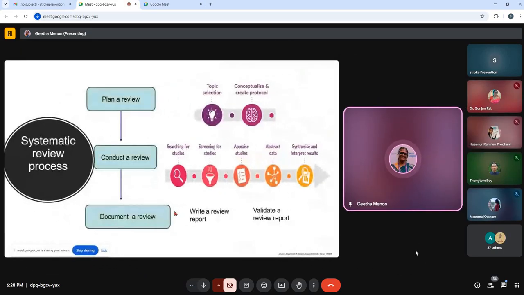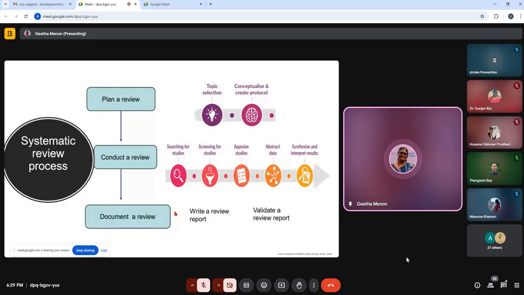So what I am trying to say is that the systematic review process includes three main steps. One is to plan the review, where the primary reviewer is the person who generates the topic for the systematic review. The topic is selected, and then the reviewers as a group try to conceptualize and create a protocol. Second step, reading of the studies is done, and each primary study that goes into the review is critically appraised using a standard checklist, and then the data, if available in a quantitative manner, is abstracted and then synthesized, and the results are interpreted.